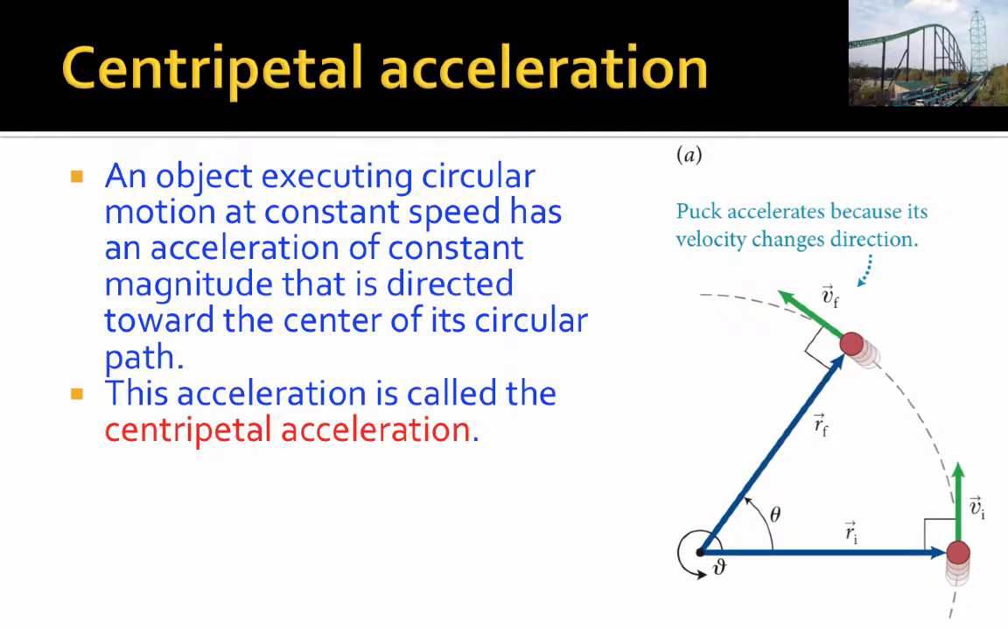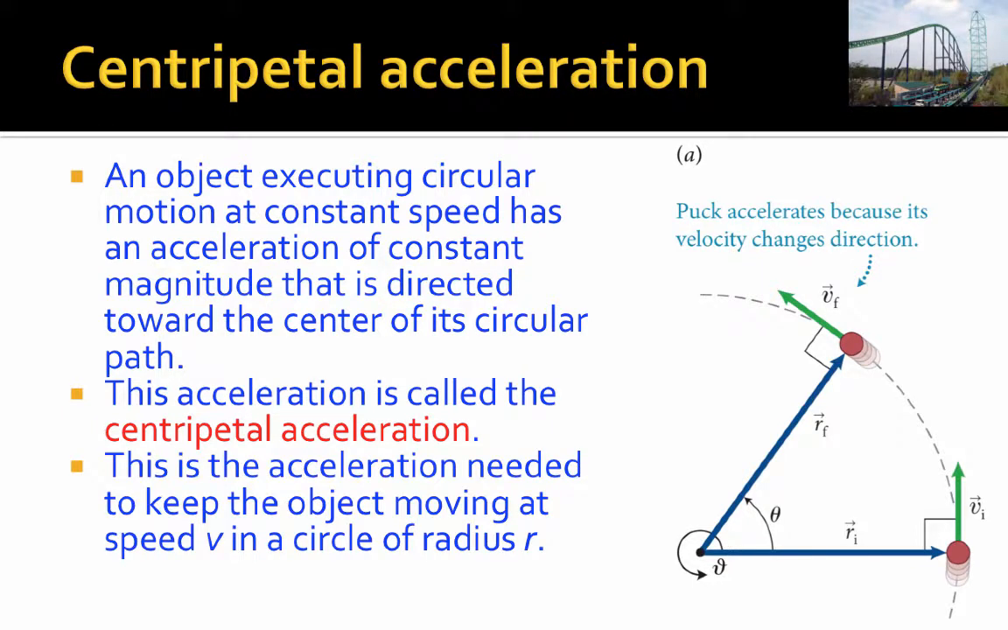We call this centripetal acceleration, and this is an acceleration that's needed in order to keep an object going at a speed v in a circle of radius r. It is not something that you add. Centripetal acceleration exists whenever an object is going in a circle. In other words, it must have centripetal acceleration to go in a circle.